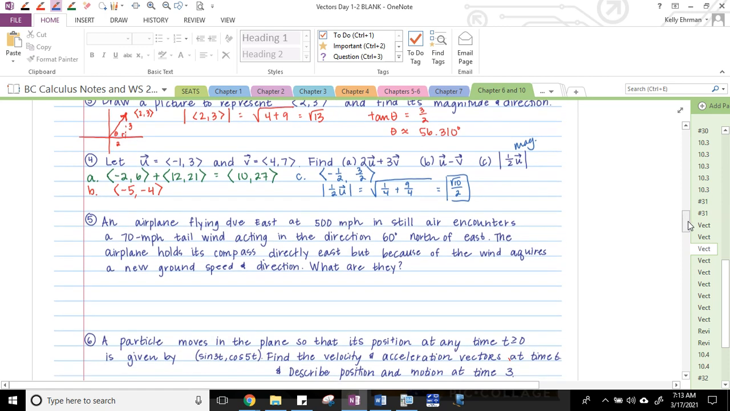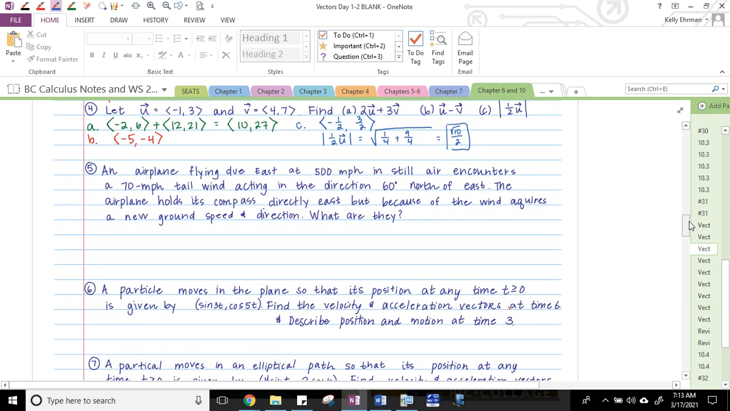We might get some word problems. So this is where we have to think a little bit, be careful of these bearing angles. An airplane flying due east at 500 miles per hour in still air encounters a 70 mile per hour tailwind acting in the direction of 60 degrees north of east. The airplane holds its compass directly east, but because of the wind, acquires a new ground speed and direction.